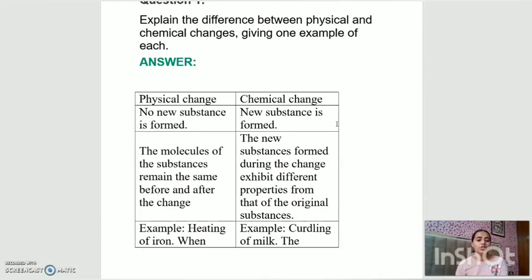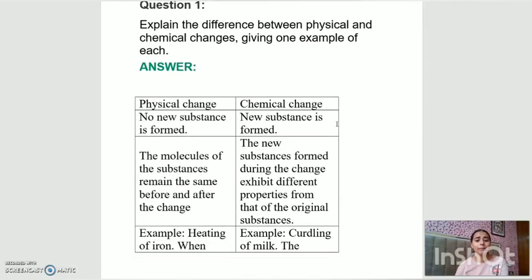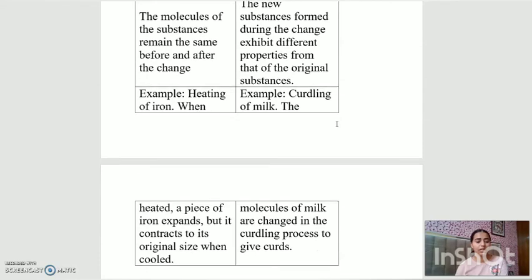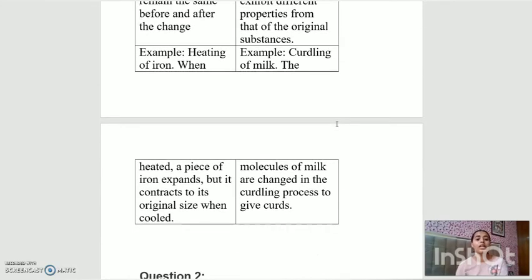An example of physical change, student, is heating of iron, right? And the example of chemical change is curdling of milk. How is heating of iron a physical change? When iron is heated, a piece of iron expands, but it contracts to the original size when cooled, right?